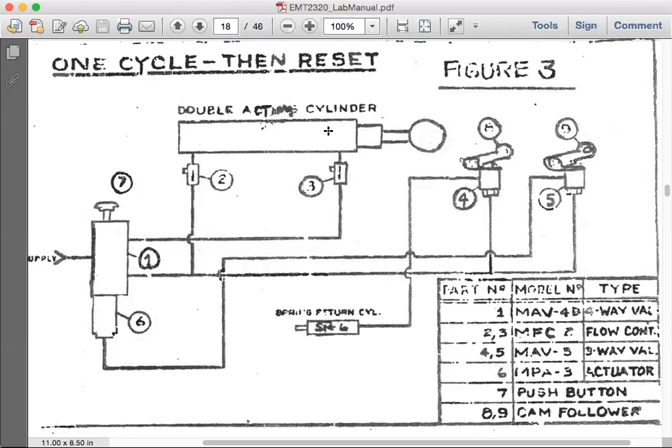First, we'll analyze the system, and then we'll analyze the purpose of the flow controls: which stage flow control number 2 controls, which stage number 3 controls, and whether they control the same stage or different stages. Stages meaning, does it control the extension, does it control the return, and how does it control the extension or the return of the piston.